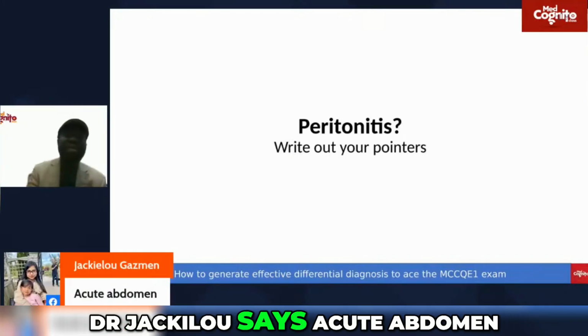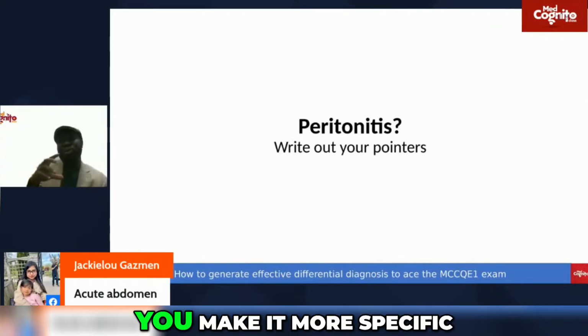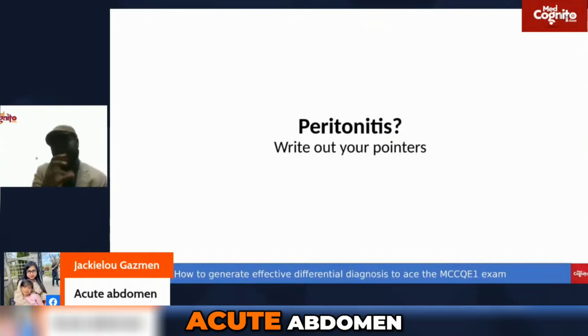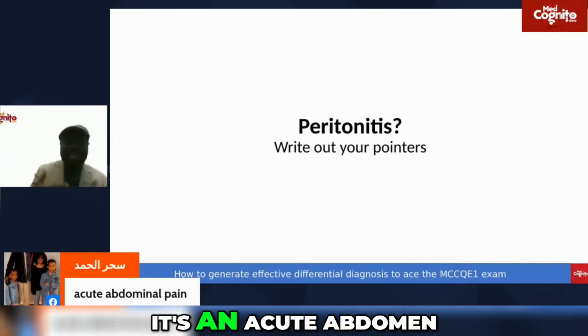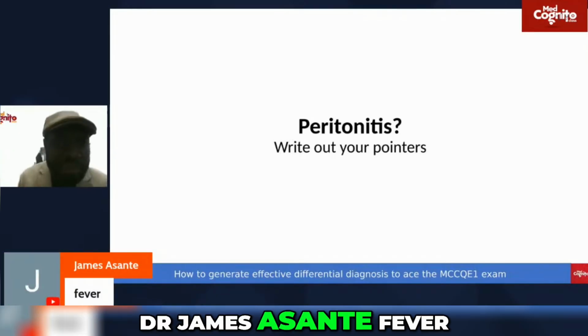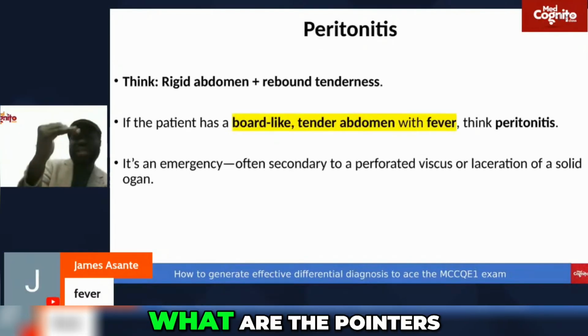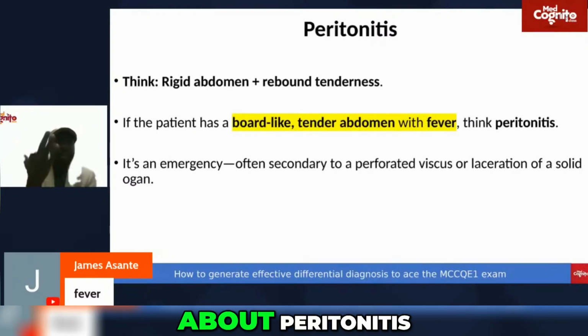One participant says acute abdomen, but I'll request that you make it more specific. Yes, it's an acute abdomen, but please make it more specific. Fever, beautiful. So what are the pointers in my board exam which should lead me to think about peritonitis?